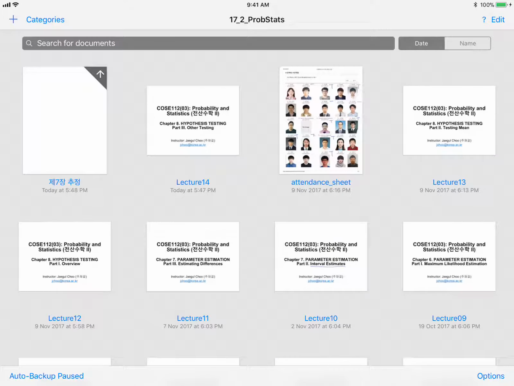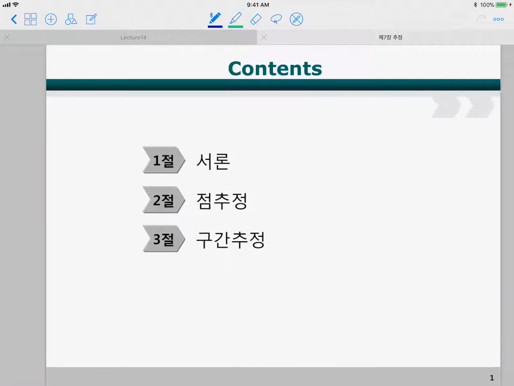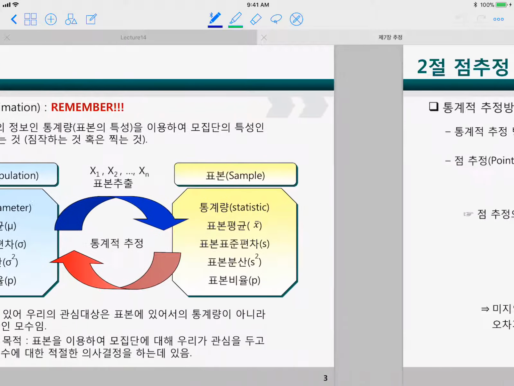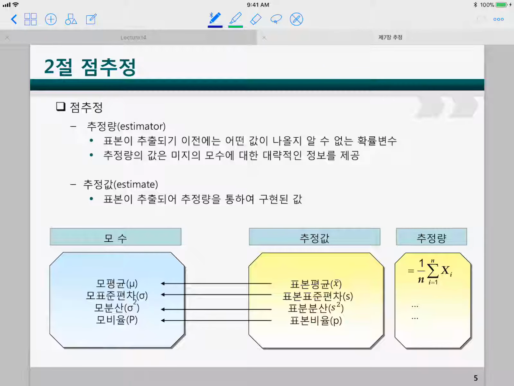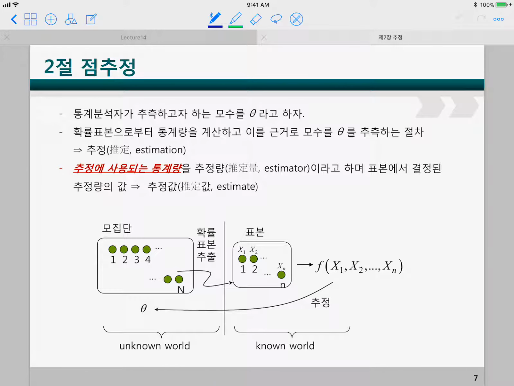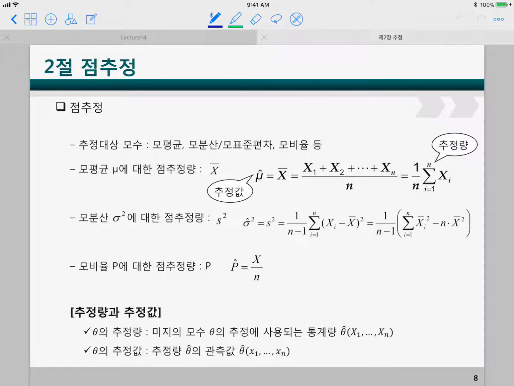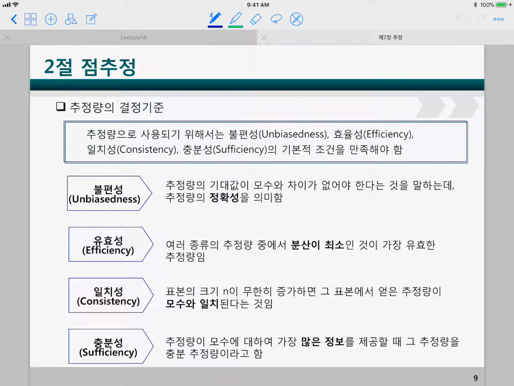So let me see if I can find the term. Okay, yeah.